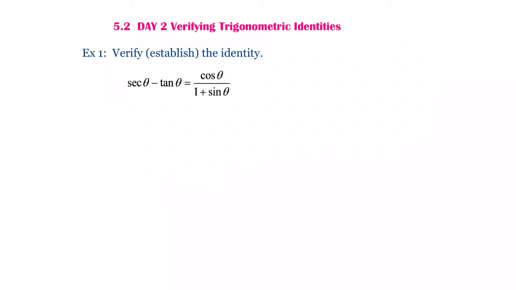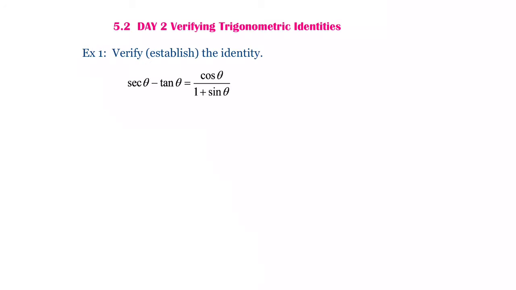So once again, we want to start with the more complicated side, and either one of these would be okay choices. You have secant and tangent, which you can change to sine and cosine. The right-hand side, you got cosine of theta divided by 1 plus sine of theta. There's a couple options there we could mess with, but let's go ahead and work with the left-hand side here, since we can change those to cosine and sine.